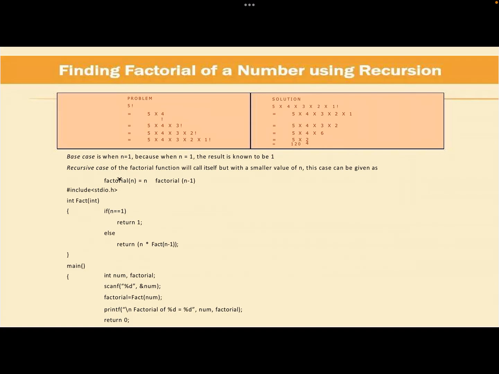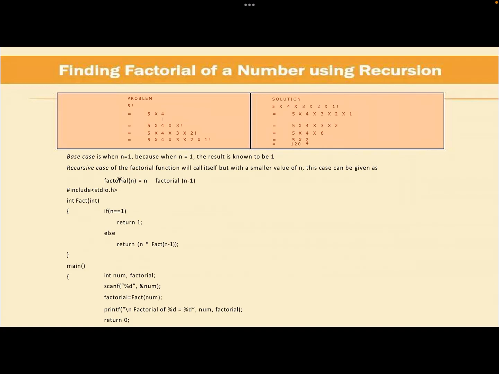As you know the concept of factorial, if I consider 5 factorial, it is equal to 5 into 4 into 3 into 2 into 1. Using recursion, initially we will calculate the product of two numbers, that is n into n minus 1. So factorial is always taken as n into factorial of n minus 1. Here the base case is n equal to 1, because when n is equal to 1 the result is known to be always 1. So it is the base case.